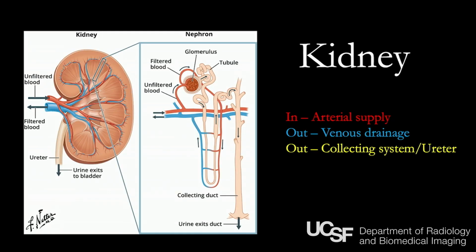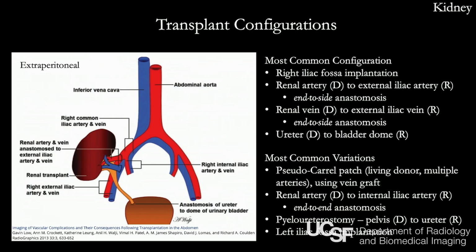All right, so let's start off with the kidney here. There's really one in and two outs. It's, of course, the arterial supply and the venous drainage and the collecting system / ureter. So transplant configurations are numerous, and I'm just going to highlight a couple of key features of the most common arrangement here, which would be a right iliac fossa implantation with end-to-side anastomoses of the donor renal artery to the recipient external iliac artery and the donor renal vein to the recipient external iliac vein. And then, of course, the donor ureter is anastomosed to the bladder dome of the recipient.